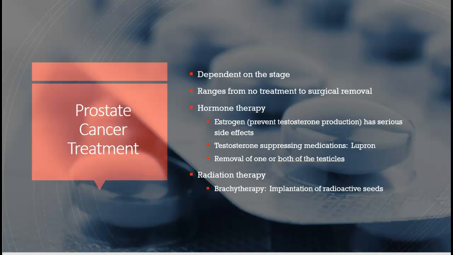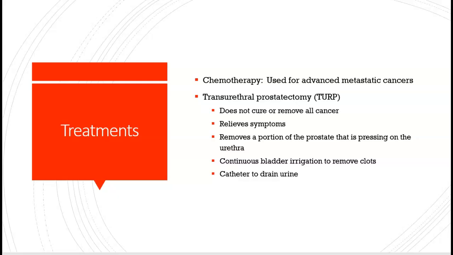Prostate cancer treatment depends on the stage. Ranges from no treatment to surgical removal. Hormone therapy, estrogen, prevent testosterone production, has serious side effects. Testosterone suppressing medications like Lupron, and removal of one or both of the testicles. Also a treatment is radiation therapy, brachytherapy, implantation of radioactive seeds. I do see this one happen a lot. Chemotherapy is used for advanced metastatic cancers.